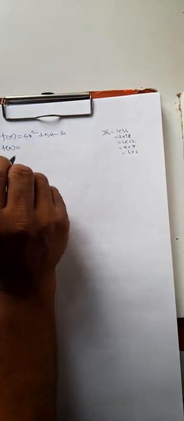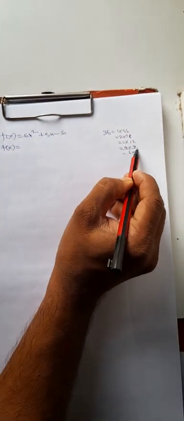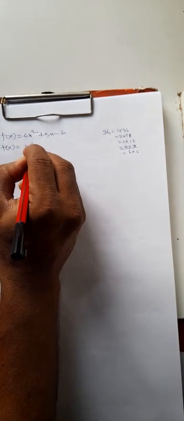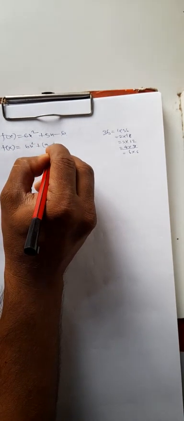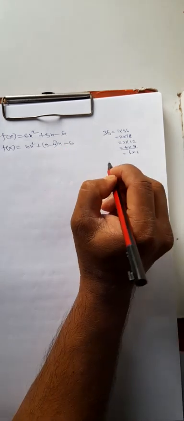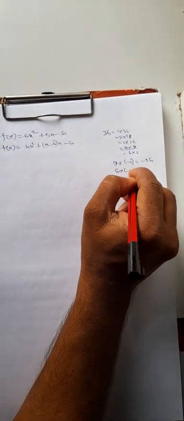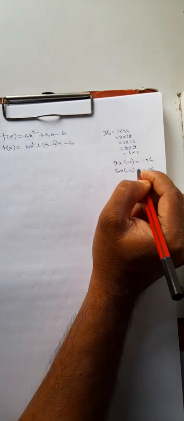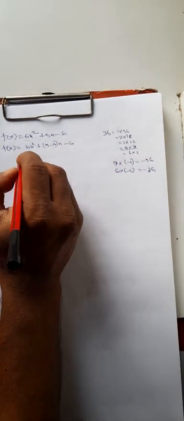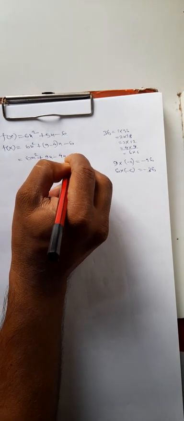Now, can we split the middle term in terms of any pair of factors? You see 9 − 4 = 5, so you can write it as 6x² + 9x − 4x − 6. The product of 9 and −4 is −36, and the product of 6 and −6 is −36. So we split the middle term: 6x² + 9x − 4x − 6.